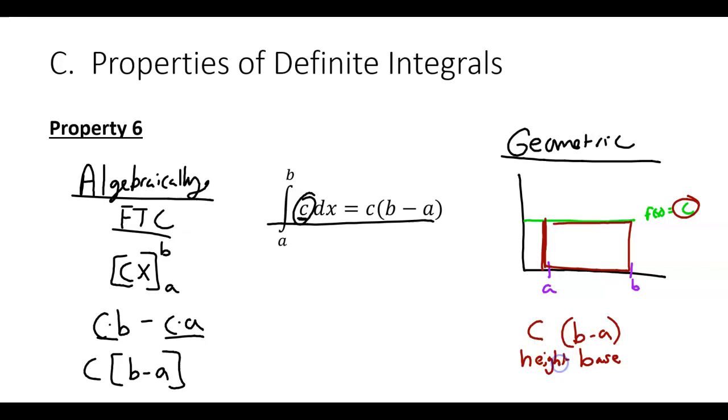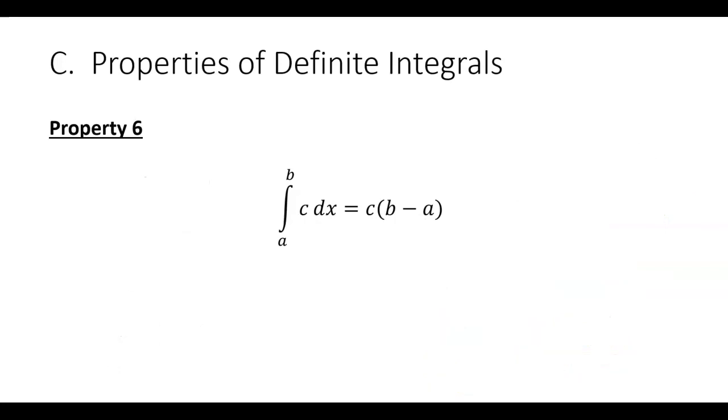And as you guys know, the area of a rectangle is height times base. And the area under the curve is represented by an integral. So since we have a horizontal, a constant function, the integral is not estimated by a rectangle. The integral actually literally is a rectangle because it's a flat line. And because of that, all you need is the function's height, which is c, multiplied by its base, which is b minus a.